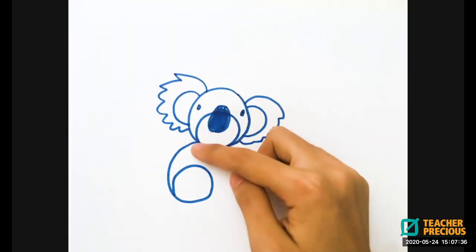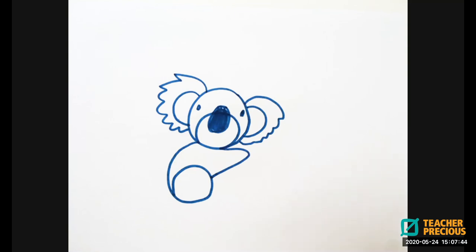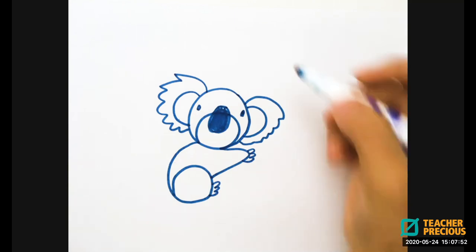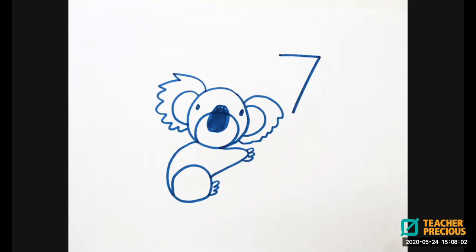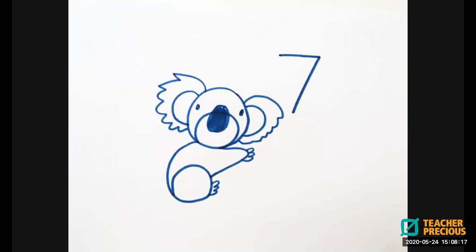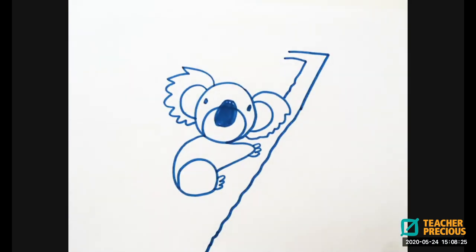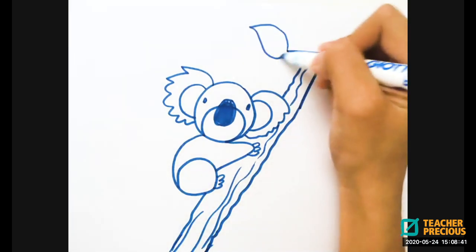Okay, now we have two number 6 here and here. And then you draw hands like that. Koala. Arms. Like arms. And I told you we'll stop at number 7, right? Draw some lines here to make it look like a branch, and then draw some leaves.